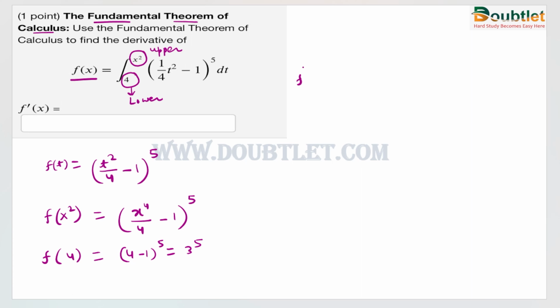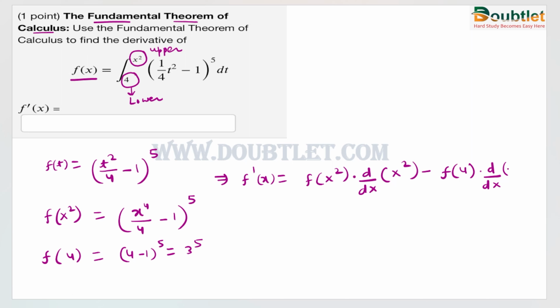Now, to find the derivative, that is f dash x, we write it as f of x squared multiplied by d/dx of the upper limit, which is x squared, minus f of the lower limit, that is f of 4, multiplied by d/dx of the lower limit. We know the differentiation of x squared is 2x, and f of x squared is written here as (x to the power 4 divided by 4 minus 1) to the power 5, minus f of 4, which is 3 to the power 5, and d/dx of 4 is zero, since it is a constant term.